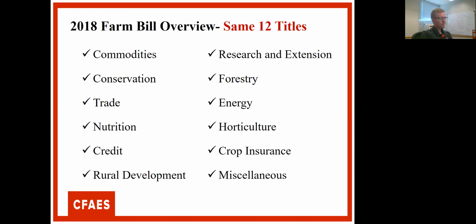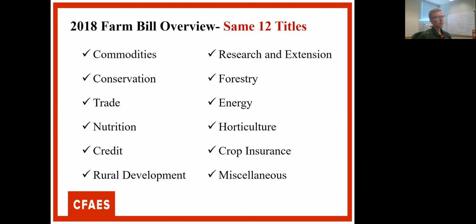We see a couple of titles related to energy. Again, this is not the renewable fuel standard. That's outside of the Farm Bill, but it does include some of the bio-assistance programs to help facilities transition to other types of bioenergy, and helps ethanol facilities if they need some assistance in credit availability and financing their operation. But it does not include the renewable fuel standard.